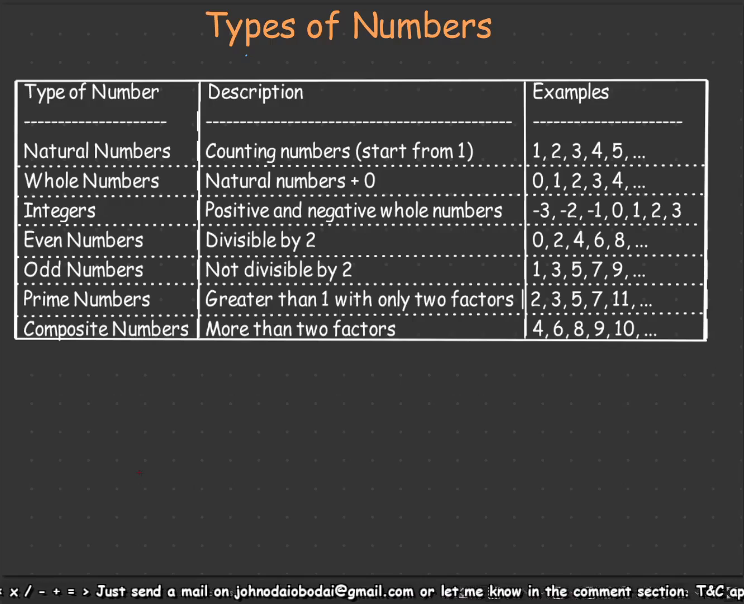So the natural numbers are those that we use to what? Count. Sometimes known as what? The counting numbers. And here they are. You see, so they are the counting numbers.